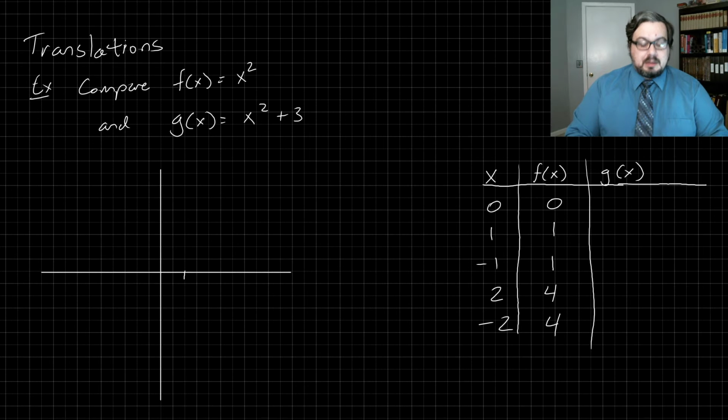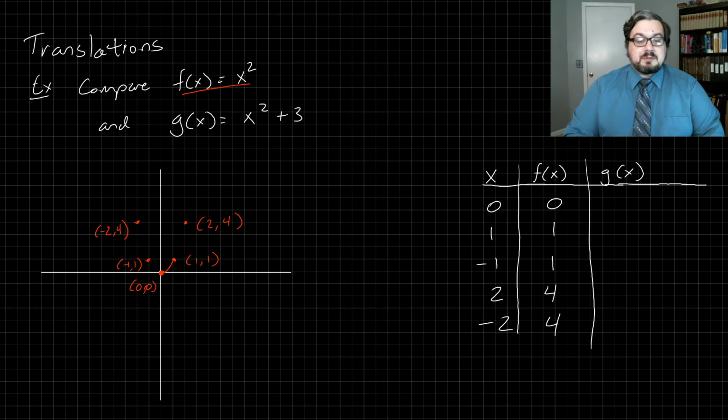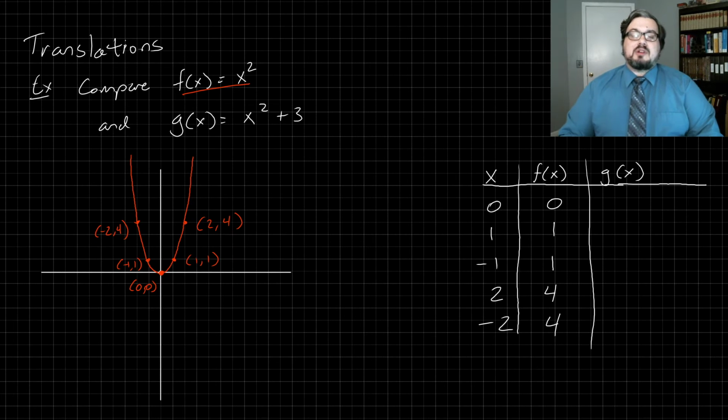So let's go ahead and sketch those out. We've got, let me do f in red. So we have the point 0, 0, then the point 1, 1, point -1, 1, the point 2, 4, and the point -2, 4. And we've seen this shape a bunch of times by now. This is our parabola shape that goes up from here. This is in fact our basic x squared function.